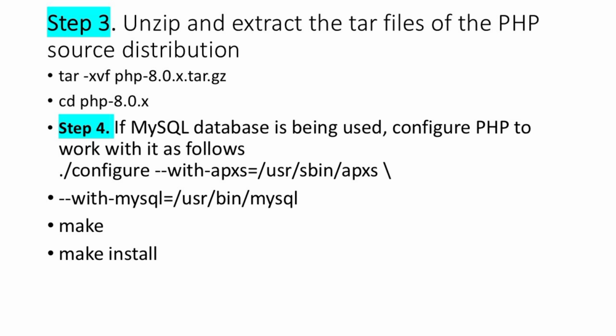Step 3. Begin by unzipping and extracting the PHP source distribution files. To do this, use the following command in your terminal: tar xvf php-8.0.x.tar.gz. This command will unpack the PHP installation files from the compressed archive. Next, navigate into the extracted directory by typing cd php-8.0.x. This step ensures that you're inside the PHP folder, where all installation and configuration commands will be executed.